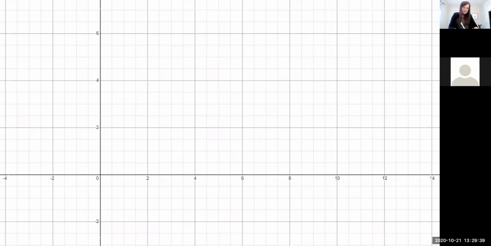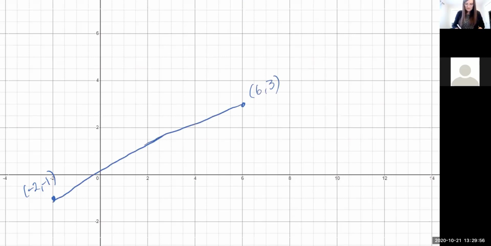So let's say it was (-2, -1) and then, I don't know, (6, 3), right? You could find this distance, whatever that is. You don't have to graph it really. You just know that when you're doing distance, you have this kind of in your mind.